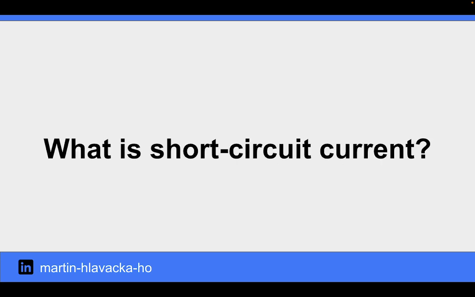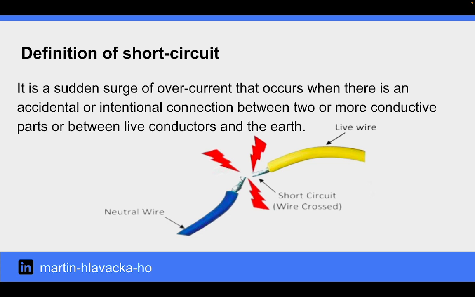What exactly is a short circuit? We define a short circuit as a sudden surge of overcurrent that occurs where there is an accidental or intentional connection between two or more conductive parts or between live conductors and the earth. In other words, two or more incorrect live wires touch each other and short circuit occurs.